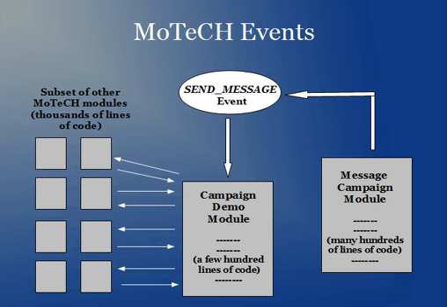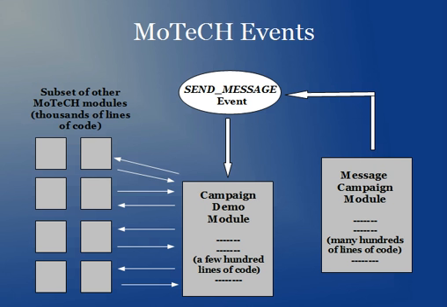Now that we know how the schedules are determined, let's look a bit deeper into the actual architecture of the MoTeC system at MoTeC Events. MoTeC uses an event system to communicate between the modules that comprise the MoTeC system. The event architecture helps to decouple modules that emit events from the modules that consume these events. As you can see in the bottom center of the diagram, the code for the message campaign demo resides in its own module. The message campaign module on the right also deals with its own self-contained logic.